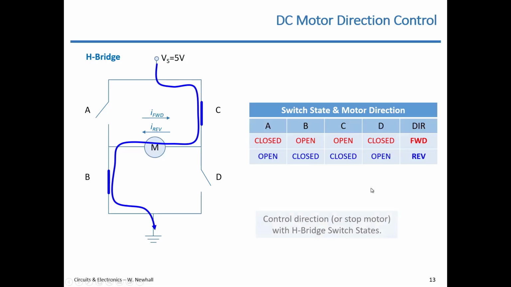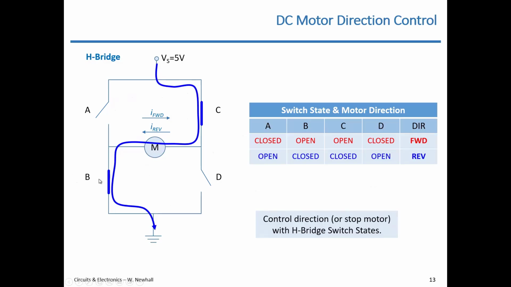So you can control the direction with this H bridge, or you can stop the motor. If you open up switch C right here, or open up switches B and C, the motor will stop. Typically, you don't implement this with mechanical switches. You would use transistors for A, B, C, and D.